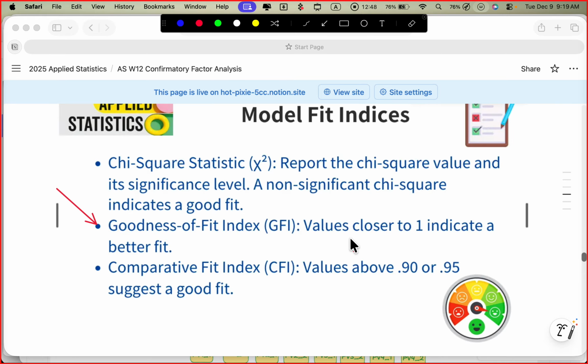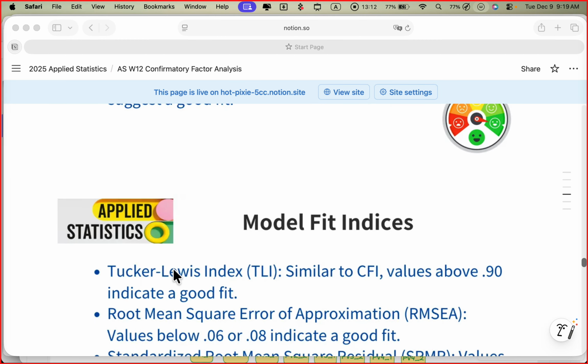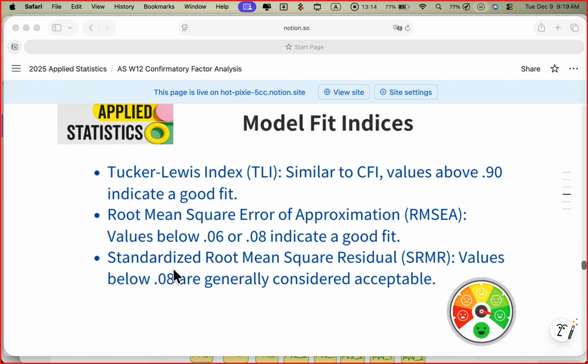GFI, the closer the value is to 1, the better. So we hope to see the value close to 1. And CFI, it also expects the value above 0.9 or even 0.95. I mean, we have a good fit. These are three indices. Still, we have more. TLI is similar to CFI. We hope the value is above 0.9, indicating a good model fit.